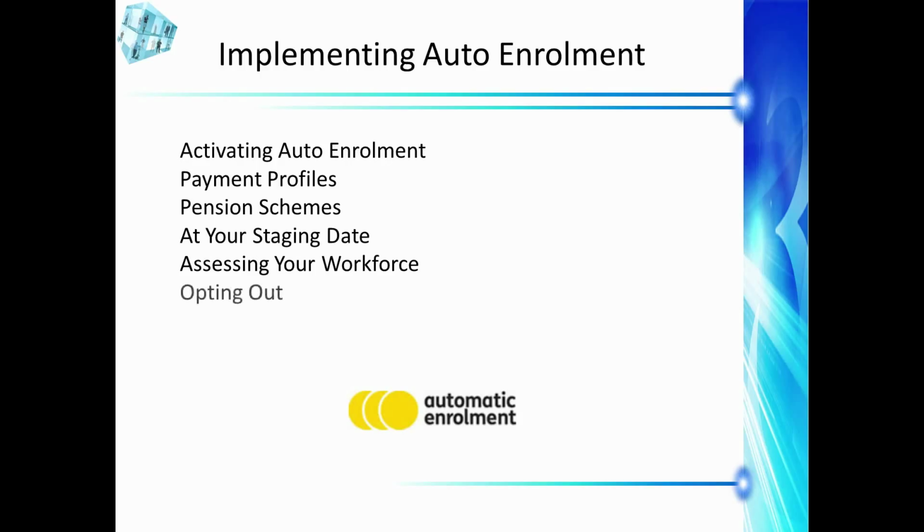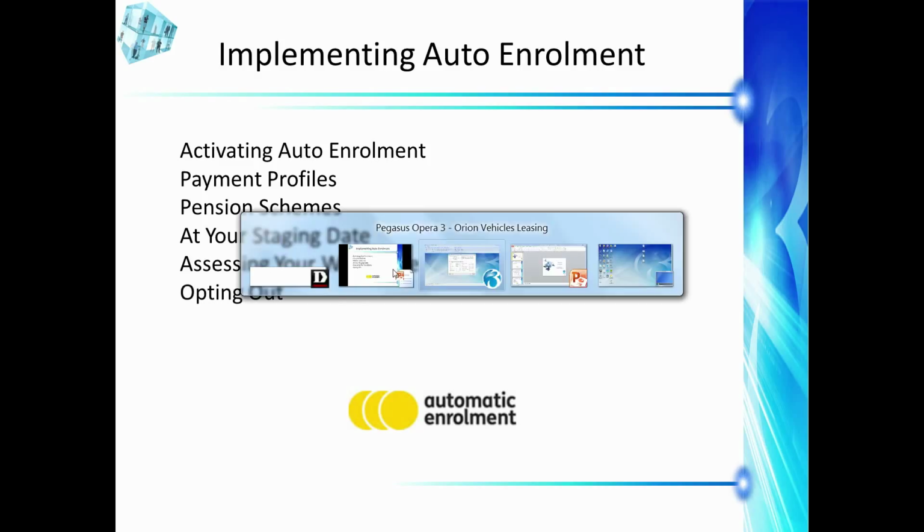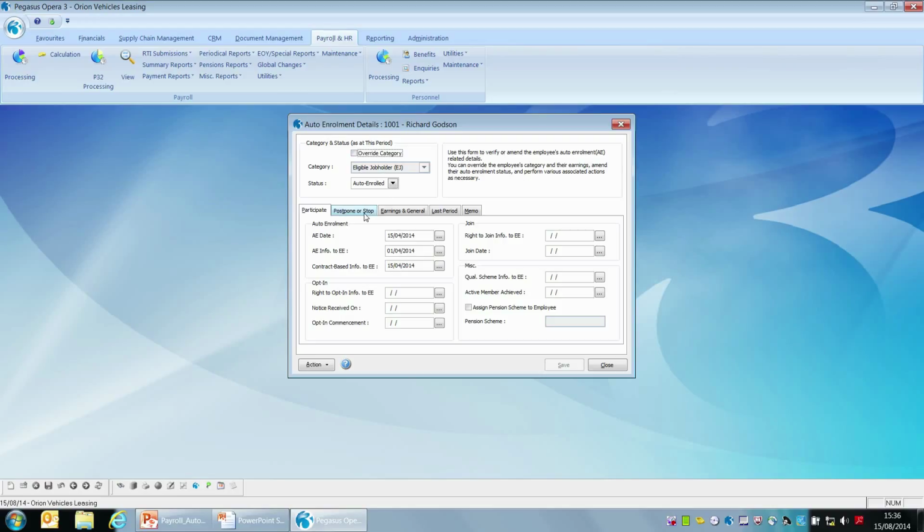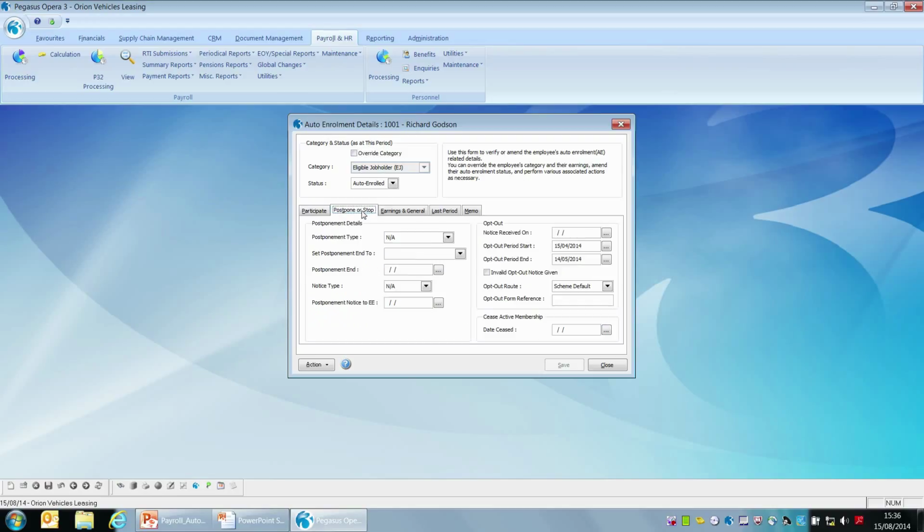Okay, what happens if Richard wants to opt out? If we hop back into the software and we look at the postponement or stop tab, we can see the opt-out period started from the 15th of April and goes through to the 14th of May. What was the date you received the opt-out notice from Richard? And provided it's between those two dates, we can go through and say Richard has opted out, and we can therefore return the contributions that we've taken off to Richard, and we return them back to him in the next processing of the payroll.